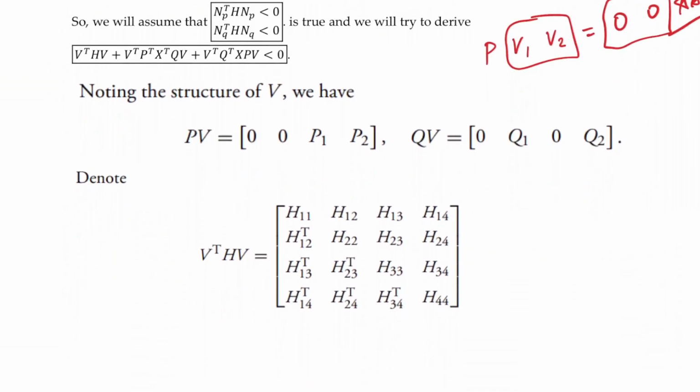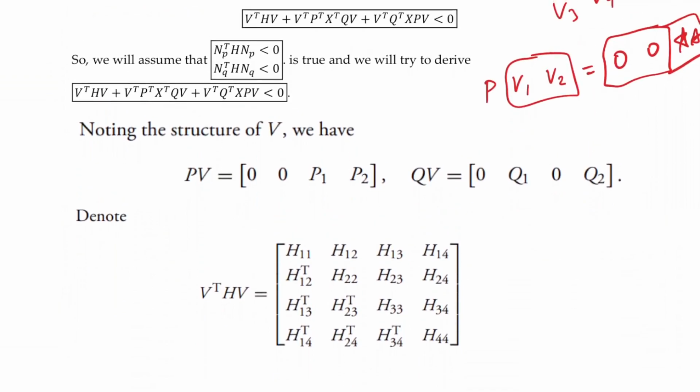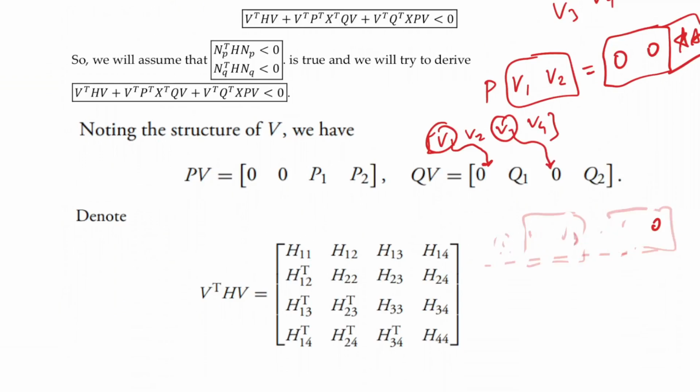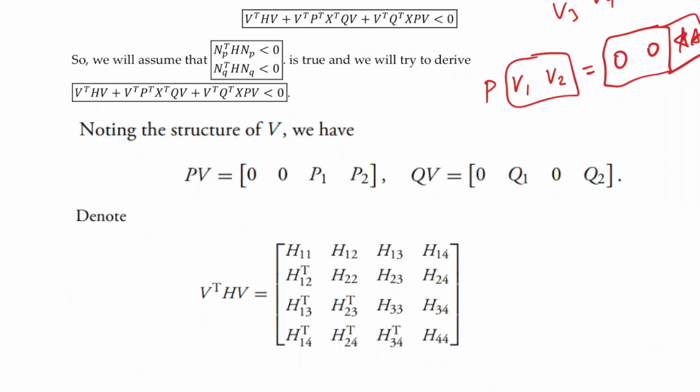Okay, and remember Q, V1 and V3 is 0. And the structure of V is V1, V2, V3 and V4. So this term gives 0 and this term gives 0 by using this expression. We've written that. Okay, let's move on now.